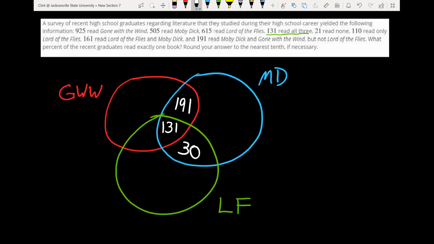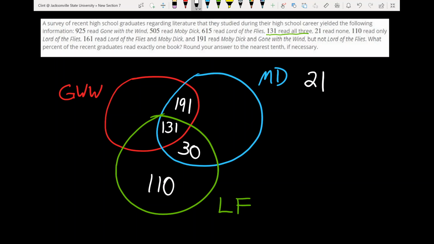Okay. We go back another piece of information. You haven't dealt with this type of information that much either. It says 110 read only Lord of the Flies. So where does that go? That goes out in the part of the Lord of the Flies that doesn't overlap with anything else. There's 110 out here. It says 21 read none of the books, so 21 is just kind of on the outside. That's really not going to have too much effect on us. And then we can start trying to fill in these last 3 pieces.